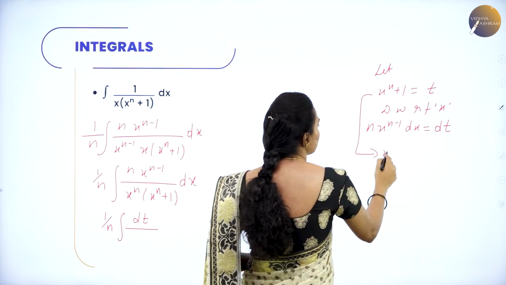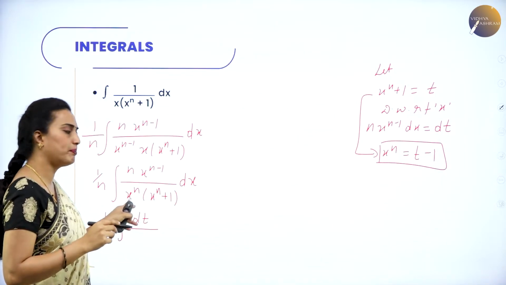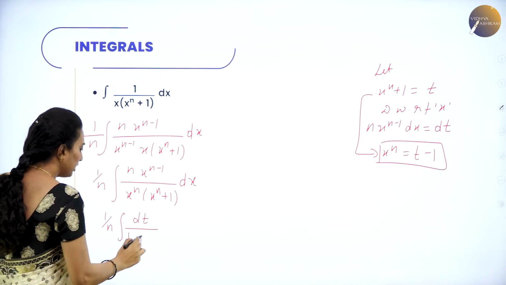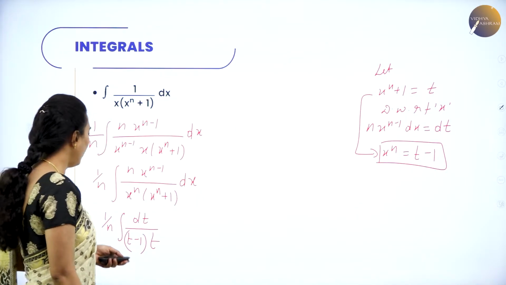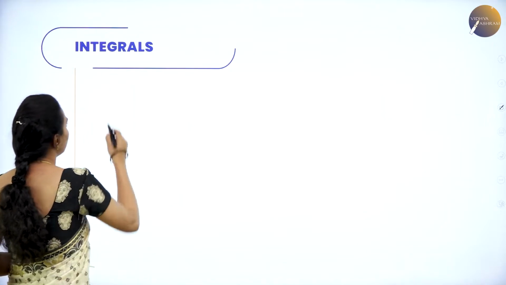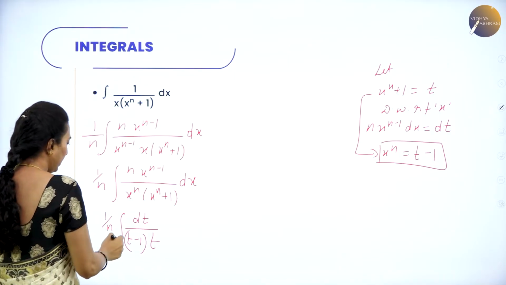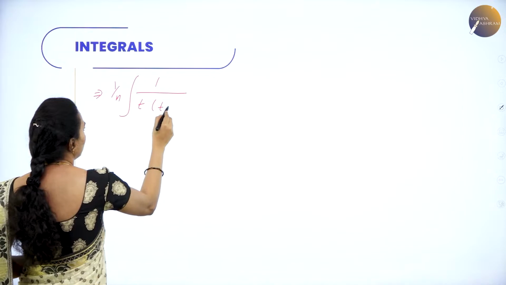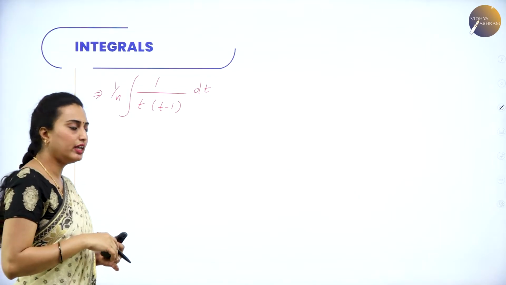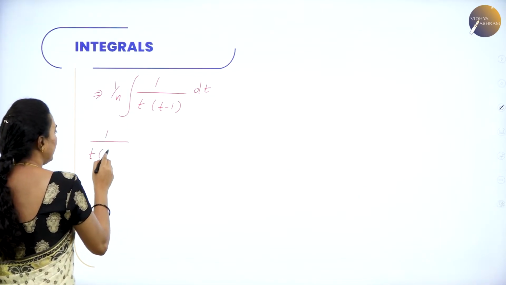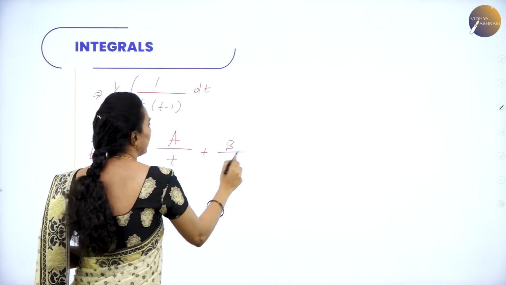You can substitute here, x to the power of n is nothing but t minus 1. Now substituting the denominator x to the power of n as t minus 1. So t minus 1, again x to the power of n plus 1 is equal to t. Correct? Now again multiplication of this will be giving you 1 by n into the integral of 1 divided by t into t minus 1 into dt. Now which you can write inner side 1 divided by t into t minus 1 as a divided by t plus b divided by t minus 1.